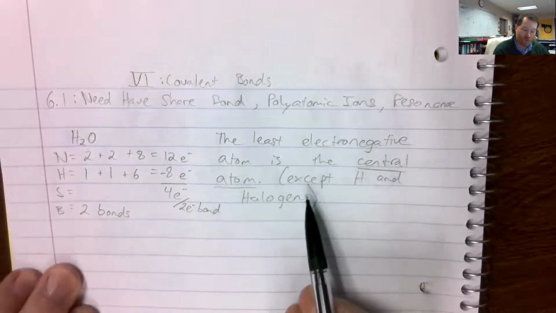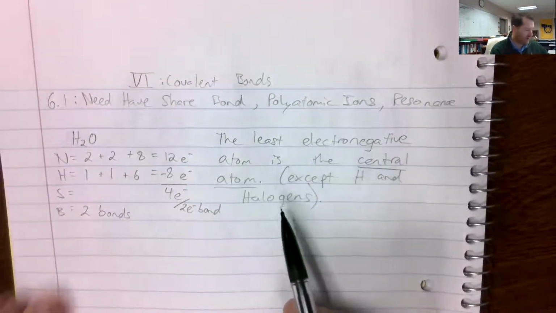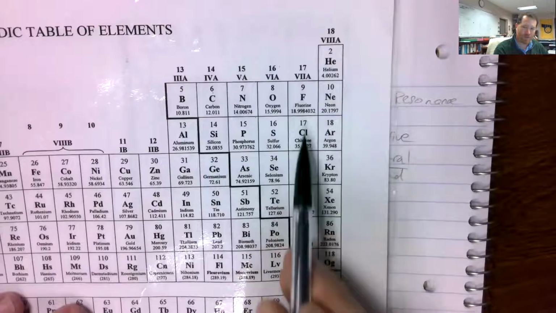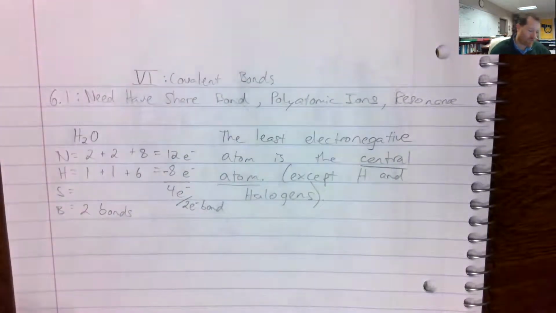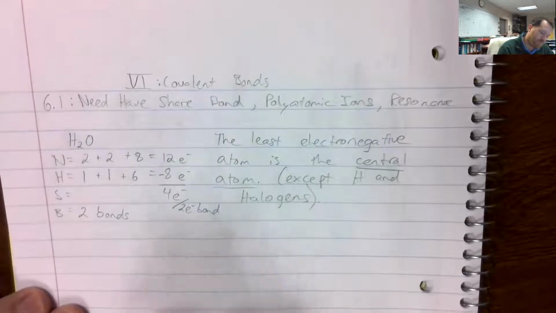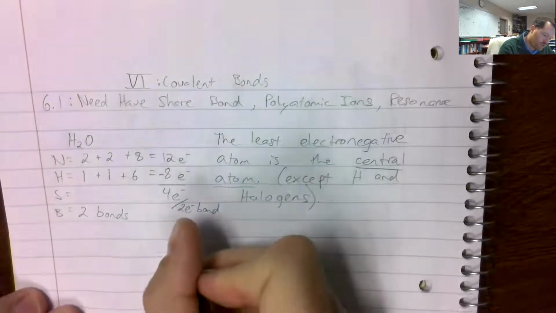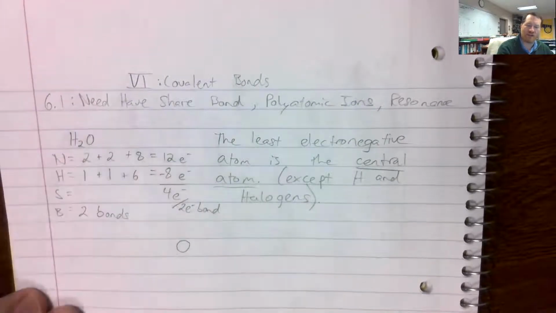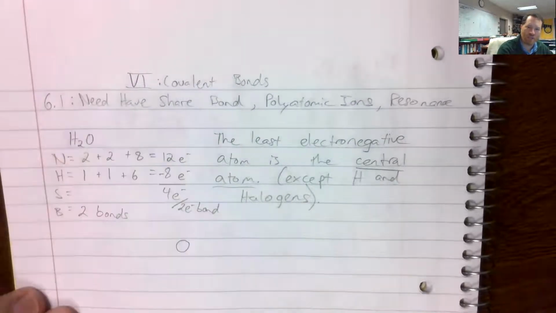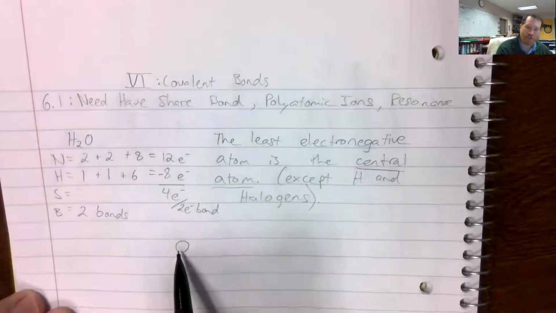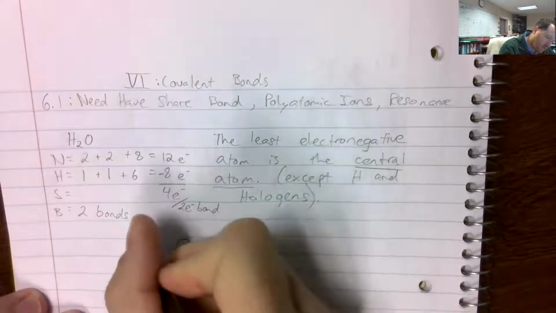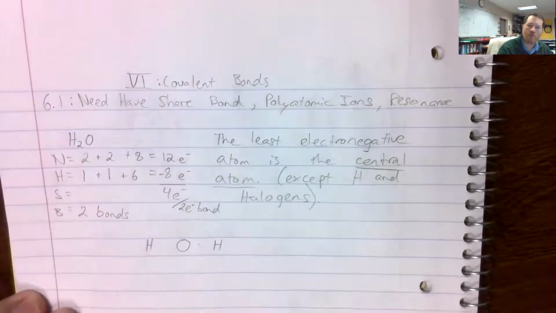The only exceptions are that hydrogen and the halogens can't be central atoms. So the halogens are this family here. They can't be in the middle. Neither can hydrogen be in the middle. So because of that, we really don't need to think about the electronegativities of oxygen and hydrogen because hydrogen cannot be in the middle. So we'll put oxygen in the middle. There's oxygen. And we're going to go ahead and put our two hydrogen atoms around the outside.